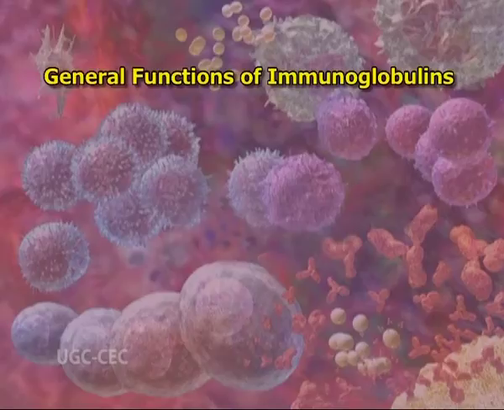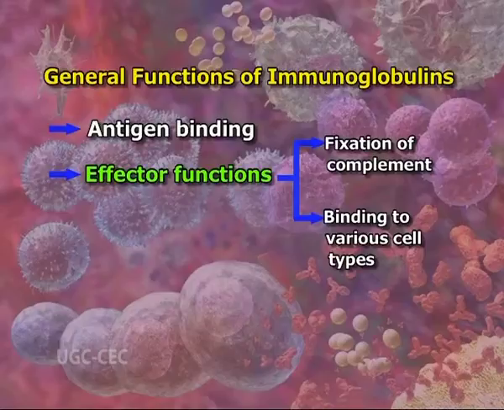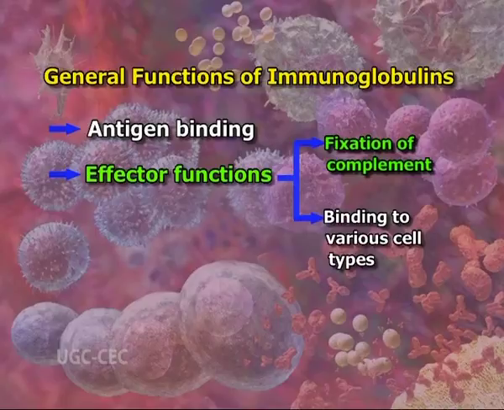The general functions of immunoglobulins include antigen binding. Immunoglobulins bind specifically to one or a few closely related antigens. Each immunoglobulin actually binds to a specific antigenic determinant and can result in protection of the host. Second is effector functions, which include, number 1, fixation of complement. Second one is binding to various cell types like phagocytic cells, lymphocytes, platelets, mast cells and basophils.